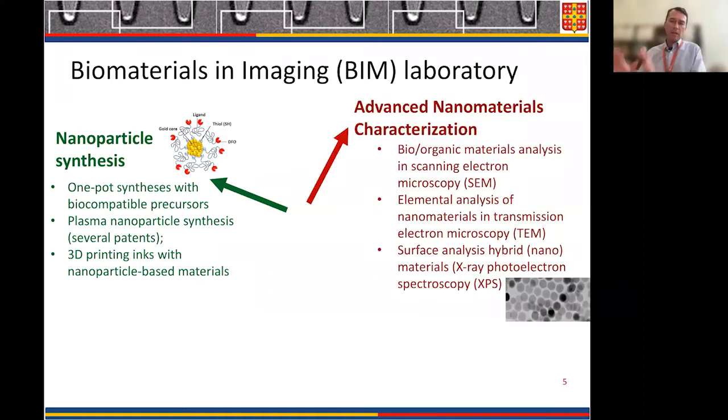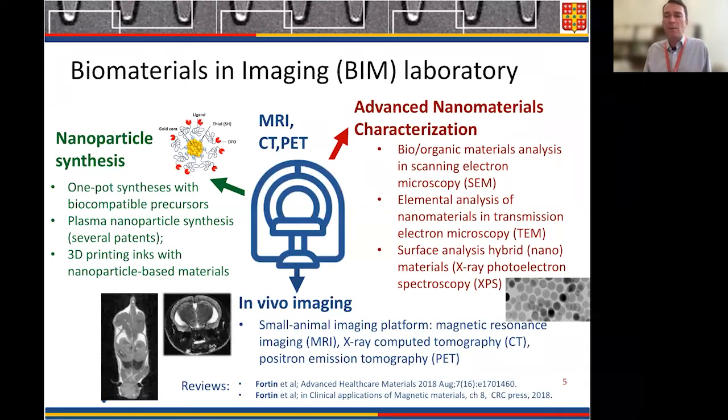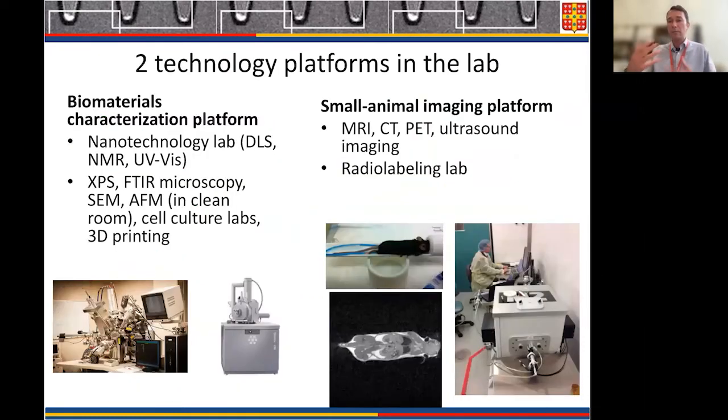And then as the second aspect of the lab, we also characterize the nanoparticles. So we developed a very strong capacity to analyze the nanomaterials, in particular in electron microscopy, X-ray photoelectron spectroscopy, and transmission electron microscopy. And we also have a small animal imaging platform with MRI, CT, and positron emission tomography, where we perform all the proofs of concept for translational research.